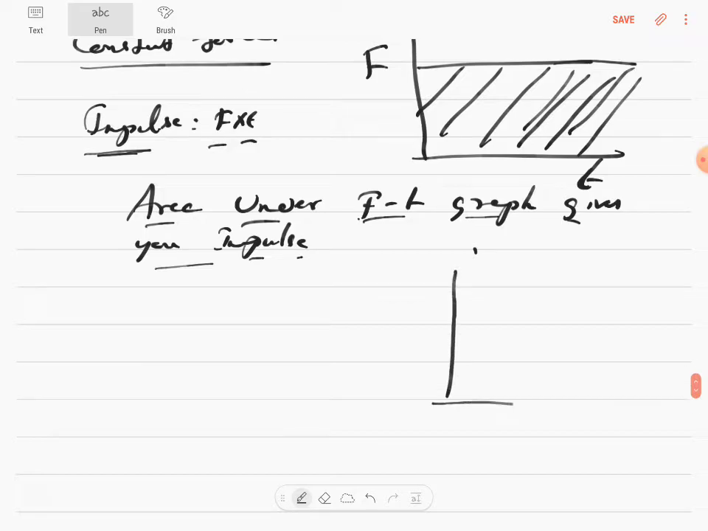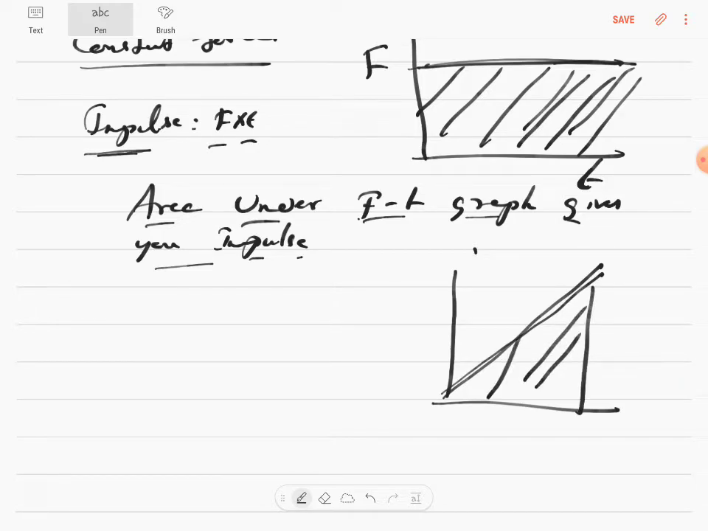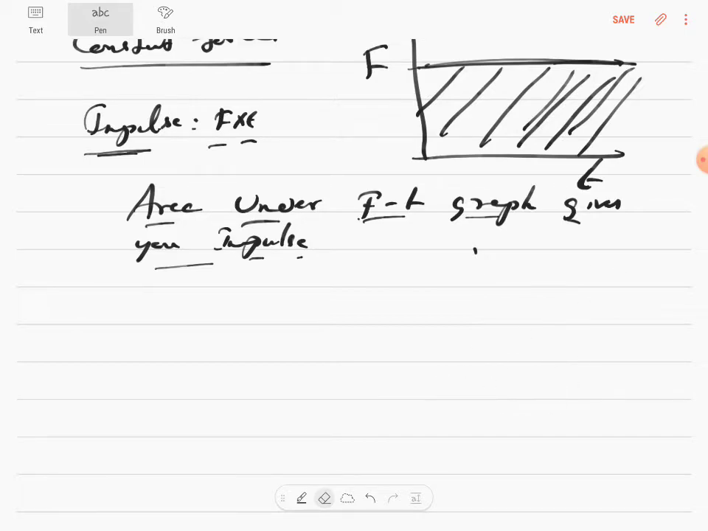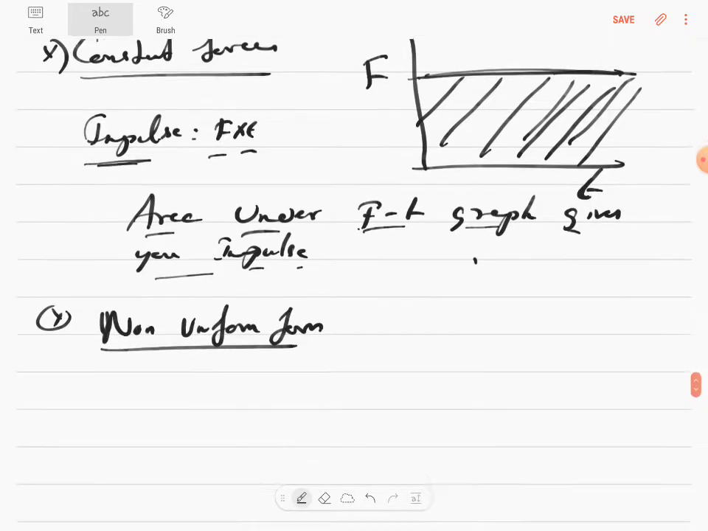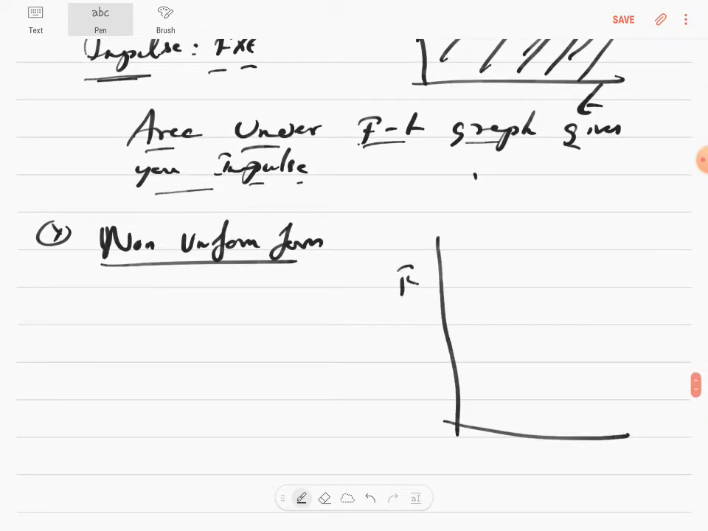So supposing this is a constant force. There can be a force which is also like this, increasing linearly. Then you can find the area under this by using the area of a triangle. But what happens when it is a non-uniform force? That's when you're going to have a problem. So this is a constant force. Now we're going to come across a non-uniform force. A non-uniform force is the one where the force-time graph will be like this.